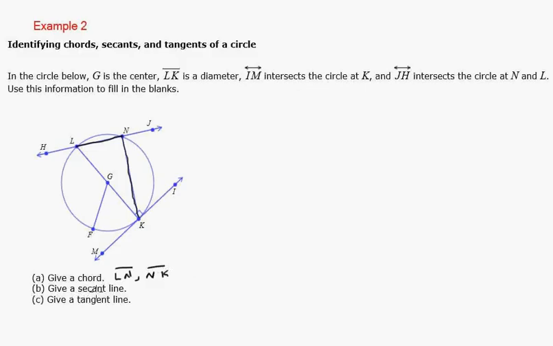Okay, now give a secant line. So a secant line is a line that intersects in 2 places. So that would be H to J because it intersects at L and N. So that would be H to J, that line. And then finally, give a tangent line. Well, again, if you remember, tangent means to just barely touch. Then it would be M to I. M to I. That line.